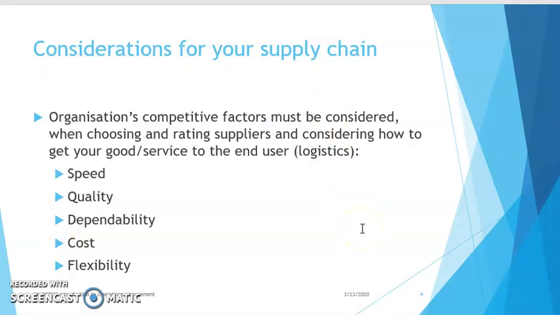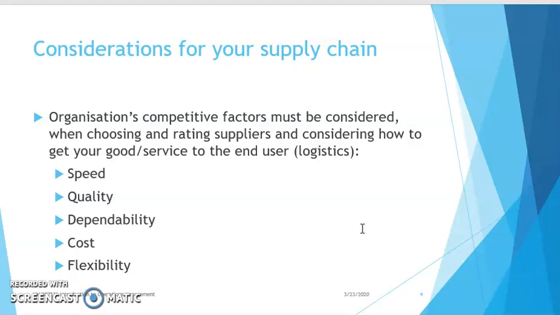You also need to think about what your competitive factors are in your organisation. Is your organisation competing on speed or quality or dependability, cost or flexibility? And you have to think about your suppliers. If we're competing on quality, if we're a 5-star fine dining restaurant, we're not going to go to a supplier who is necessarily low cost but poorer quality product.